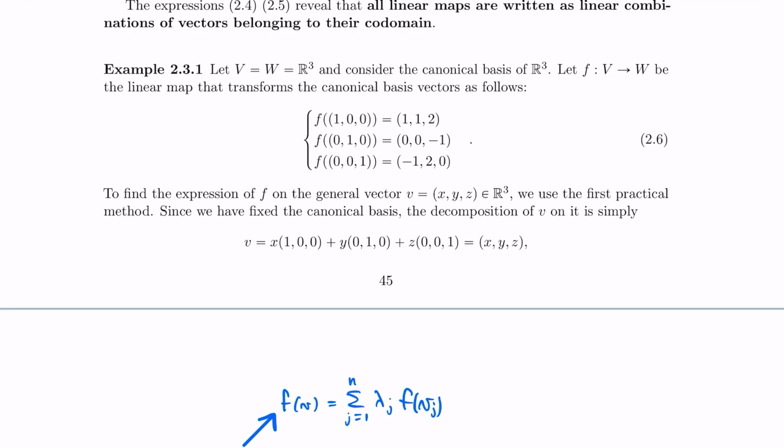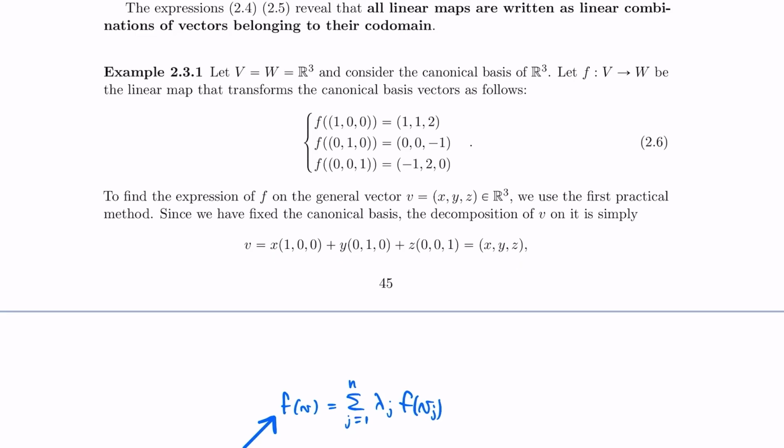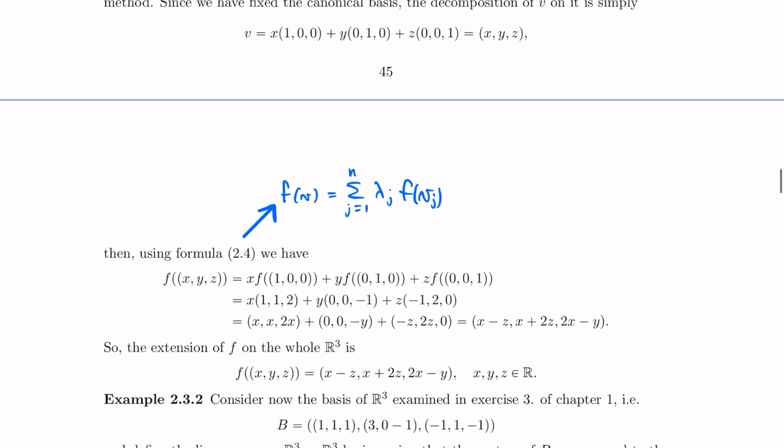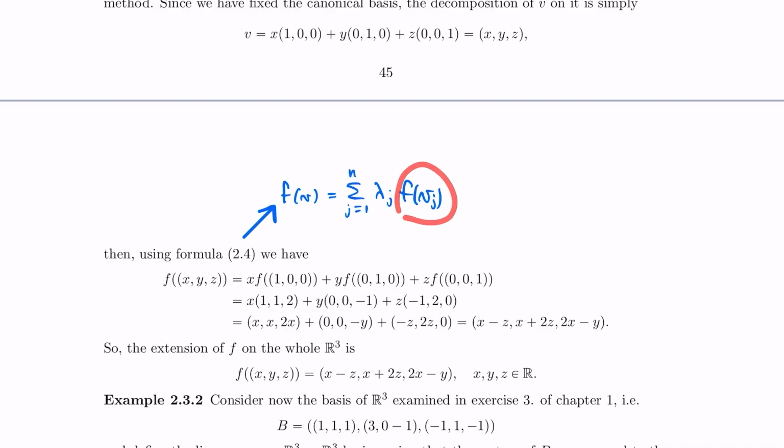Following the first practical method, the first thing to do is to decompose the vector v on the canonical basis in order to find its components. However, since we are dealing with the canonical basis, its components are simply x, y, and z. Then we must use this formula here in order to write f of (x, y, z) as the sum of the components that we have just found times the images of the vectors of the canonical basis through f, as it is written here.